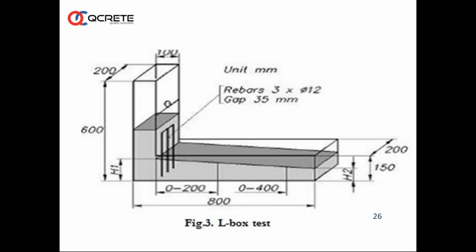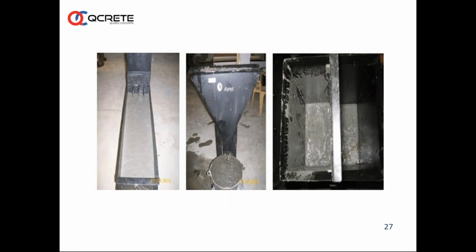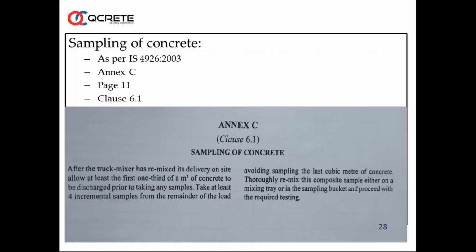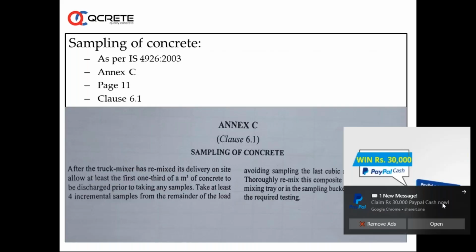L-box test, and then V-funnel test. So these are some of the tests that we do post-production, that is retrospective control, and all this information has to be passed on to the QC department. Okay. Next, a very important point.